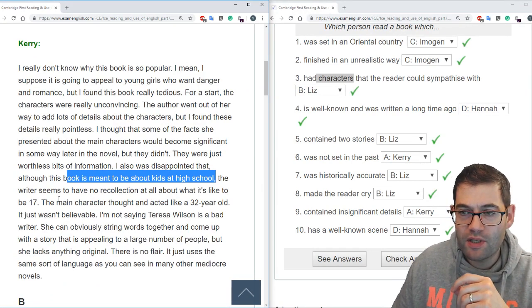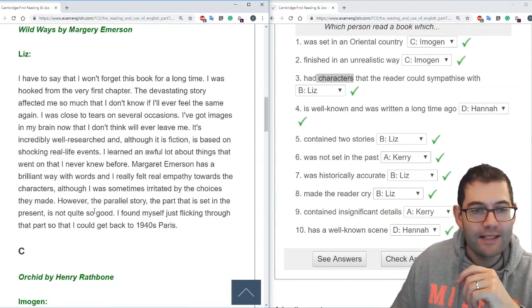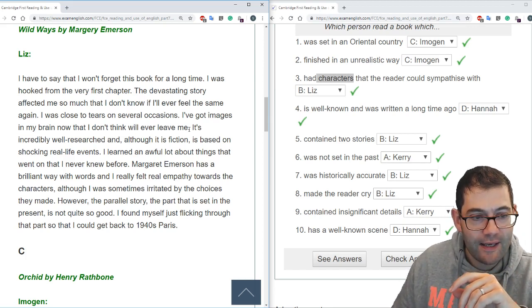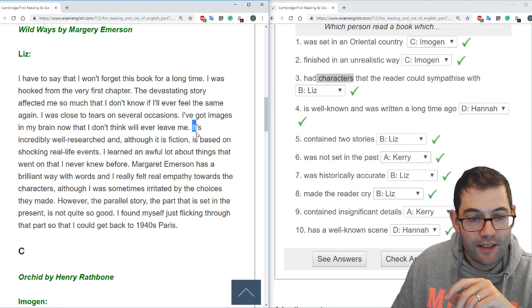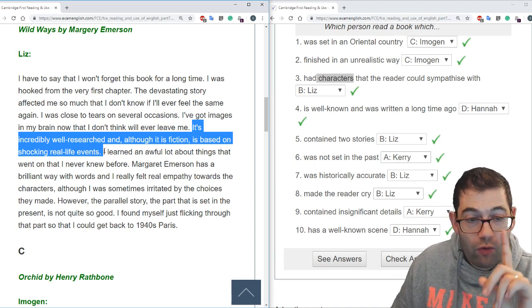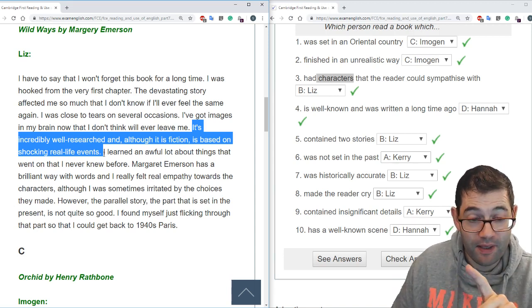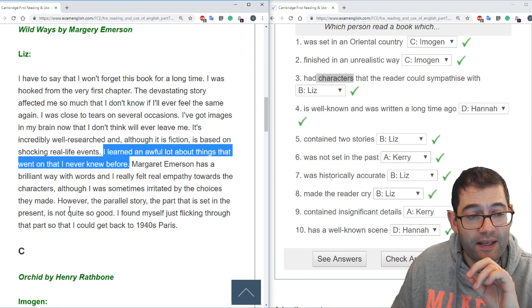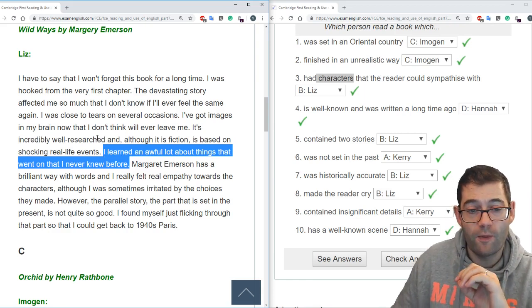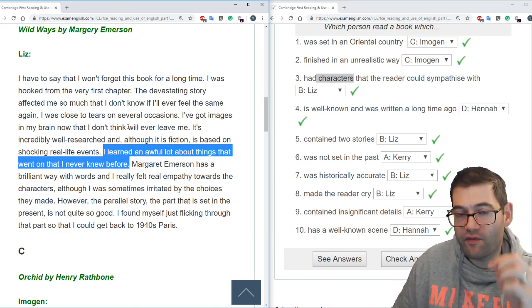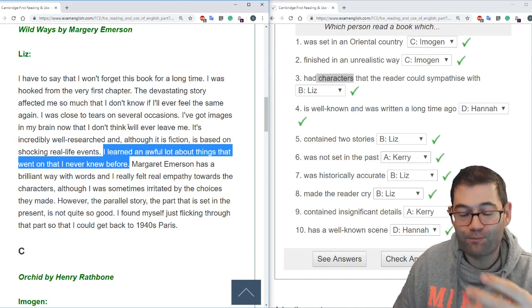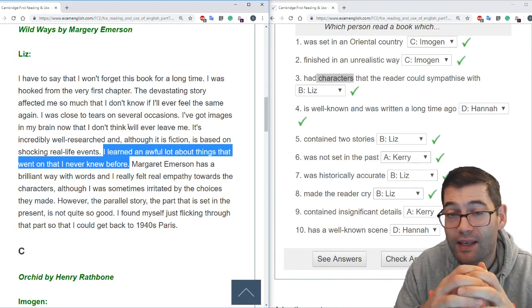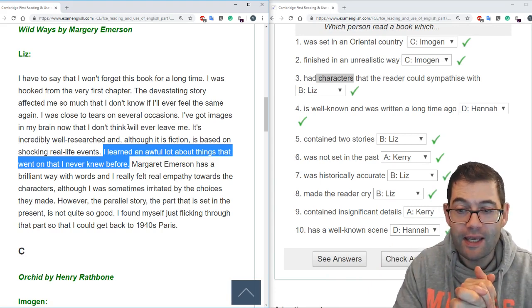For question 7, which person read a book which was historically accurate? This was B. So let's find out the reasons, the vocabulary links for historical accuracy. And we can see here, it's incredibly well researched, and although it is fiction, it is based on shocking real life events. She goes so far as to say, I learned an awful lot about things that went on that I never knew before. So the idea here is that although it's a fiction, it's based on real life events. And from that point of view, it gives us our vocabulary link to say that it's historically accurate, I guess we could say, to some extent. And that's why the reason is B.